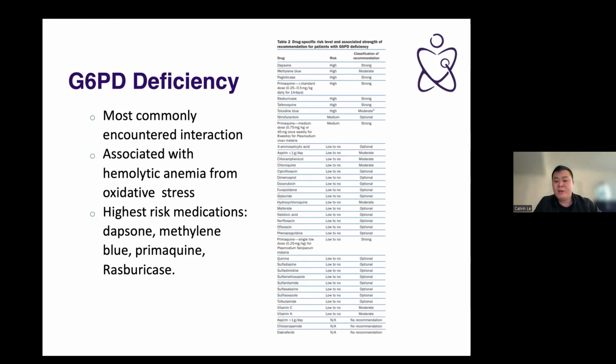And obviously, there are strong recommendations to avoid these drugs if the patient is G6PD deficient. I feel like this is a common thing that we often miss, unless ID or some other service recommends the testing. So ordering the testing up front can help save some time for all of us.